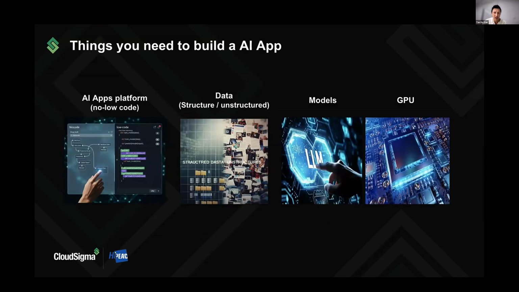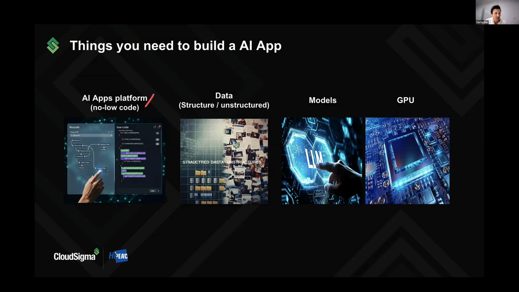Let's go a little bit to the live demo now. It's more about a return of experience of what I've been facing with my customers. When my customer wants to build an AI application, 4 things are required. The first one is, of course, an AI platform, which could be no-code or low-code.